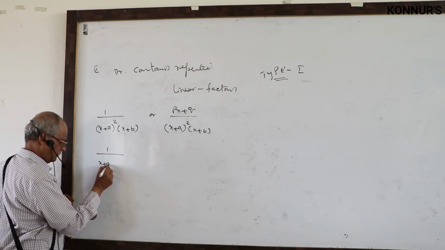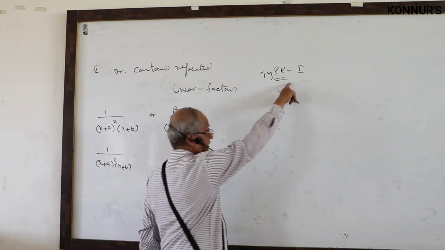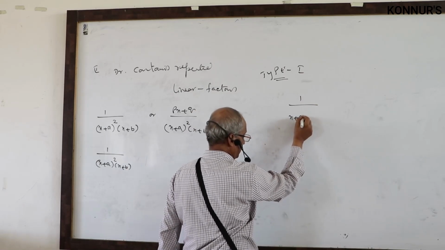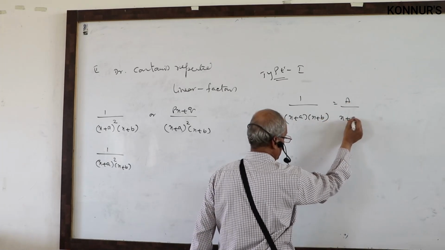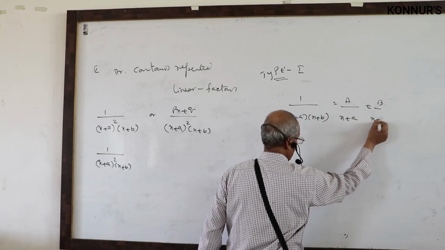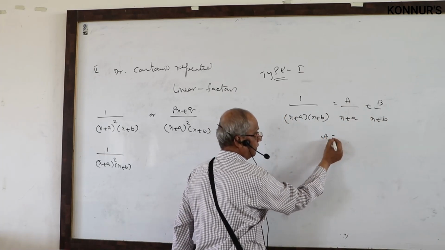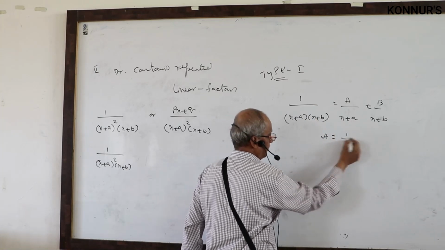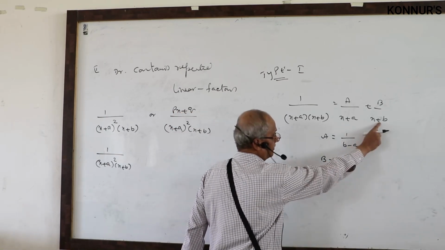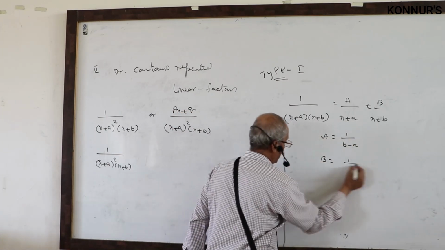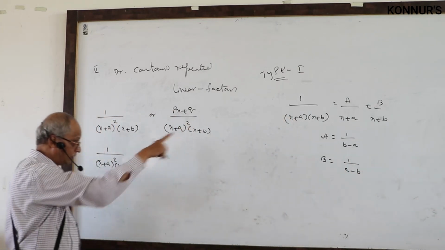Consider 1 by (x + a) whole square into (x + b). In type 1, if there is (x + a) into (x + b), you know the solution. How to find A and B? To get the A value, substitute x = minus a, so A is 1 by (b minus a). How to get the B value? You write minus b here, 1 by (a minus b). That is the idea. That only I will follow.